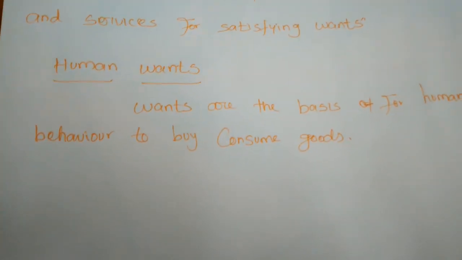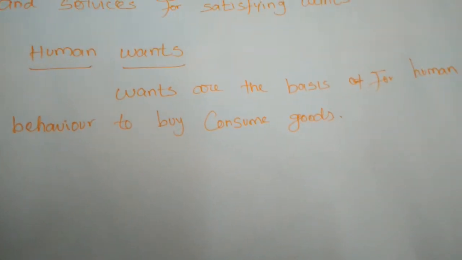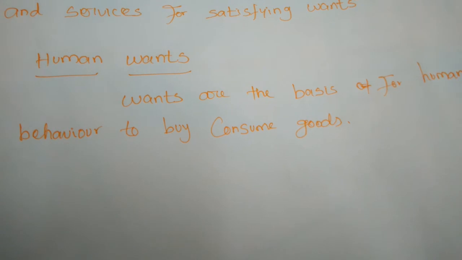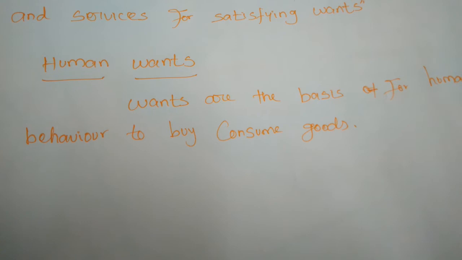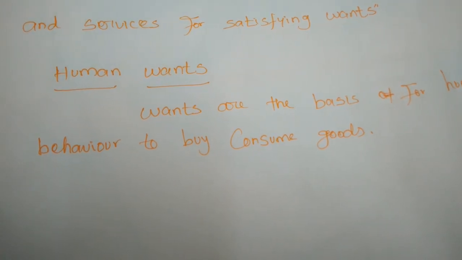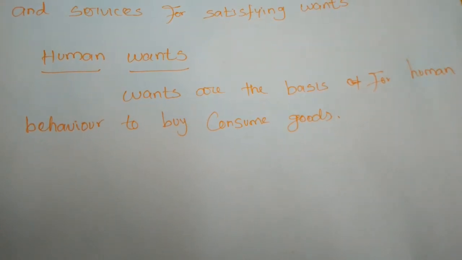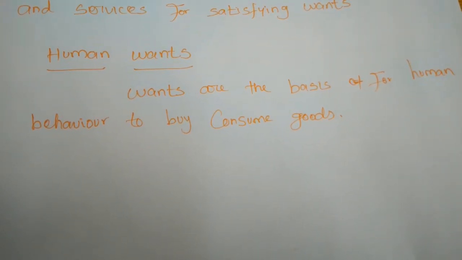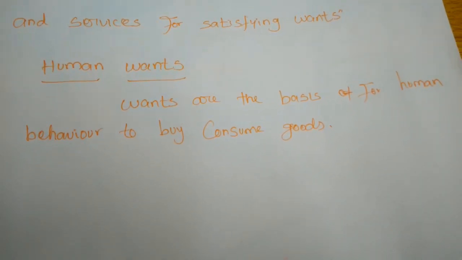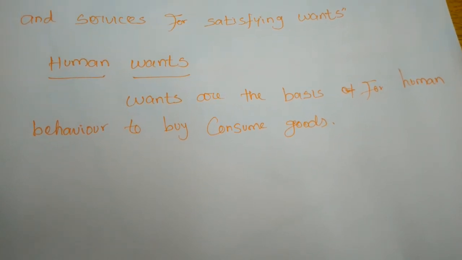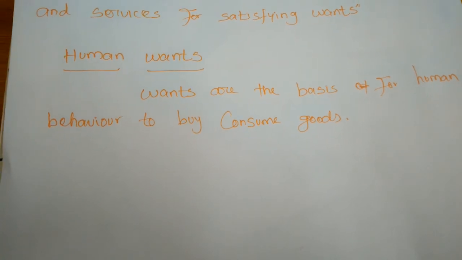Next, human wants. So, characteristics, sorry. What will we normally say about wants in ordinary language? Desire and want mean the same thing, right? If you decide to get something, or if you want to get something, it is the same meaning in normal usage. But in economics, they have different meanings. Wants are the basis for human behavior to buy and consume goods.